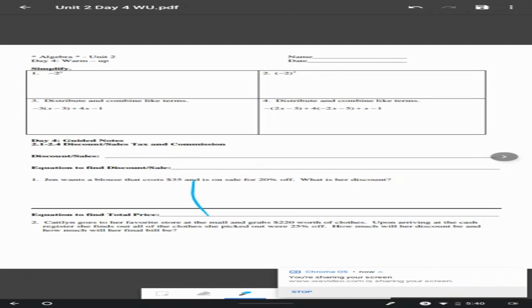So if we go to this first problem on your notes page, it talks about our discount slash sales and what that means. This just means that we're going to be subtracting. So if you have a discount or a sale, we subtract from the original price. So that's what we're going to write down here. We're going to subtract from the original price.